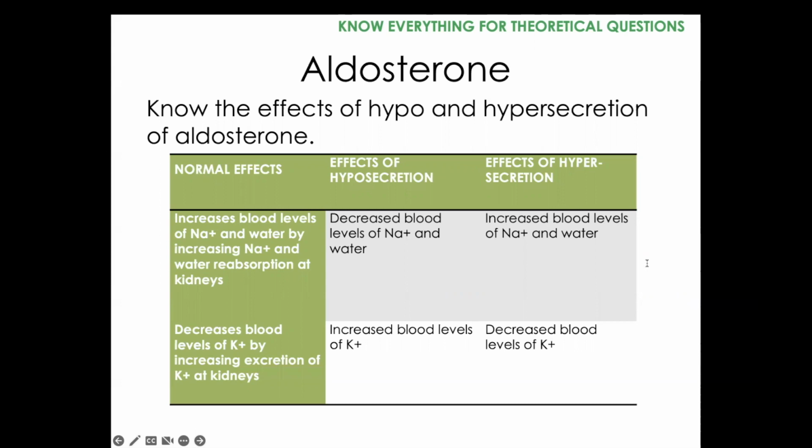If aldosterone is being hyposecreted, which means there's not enough aldosterone, blood levels of sodium and water will decrease, and you'll have an increased level of blood potassium. If aldosterone is being hypersecreted, meaning there's too much aldosterone, you will see increased blood levels of sodium and water and decreased levels of blood potassium.